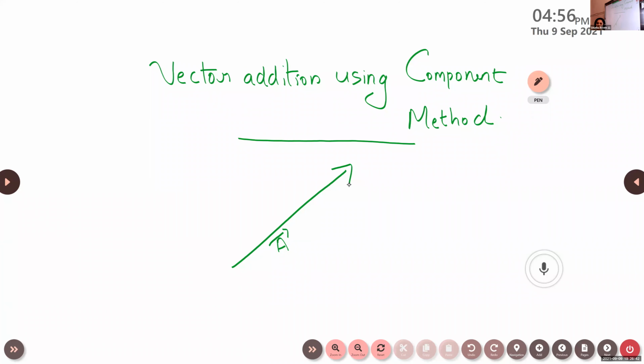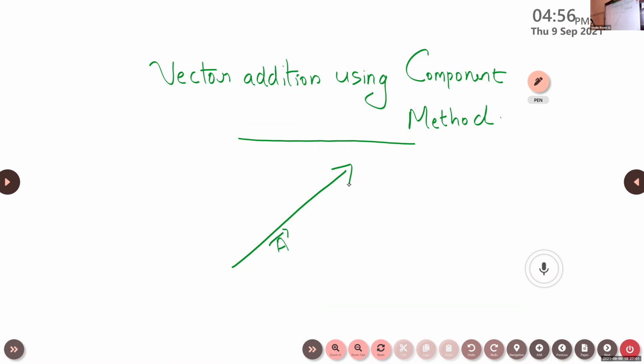Is it possible to split the vector? Yes. Surely we can resolve this vector A into two parts, or we can split it into two parts.